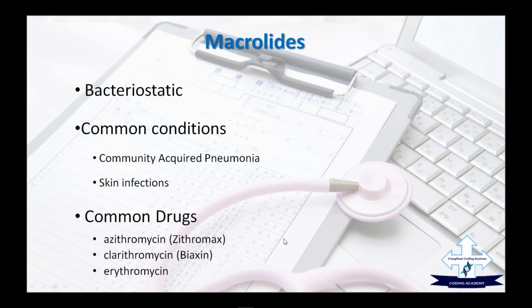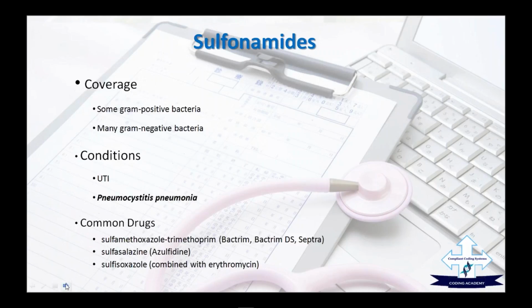So let's take a look at this. I believe this is the next one. Hopefully that's right. There you go. So let's look at sulfonamides. You like that transition, right? So the sulfonamides, the coverage includes some gram-positive bacteria and also many gram-negative bacteria. The conditions that sulfonamides treat are UTI and also pneumocystis pneumonia.